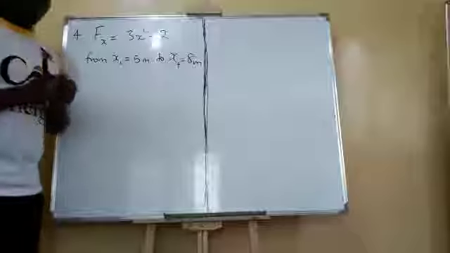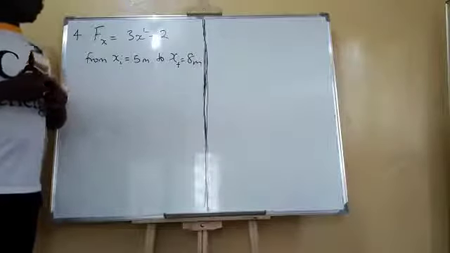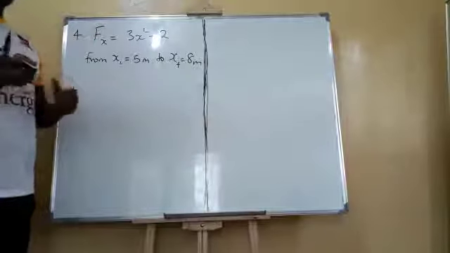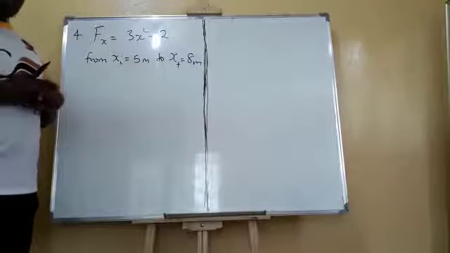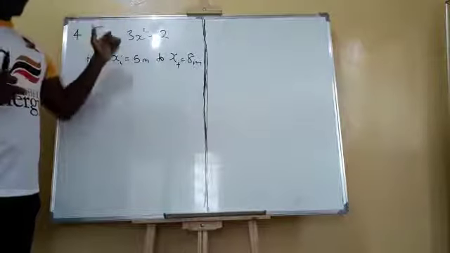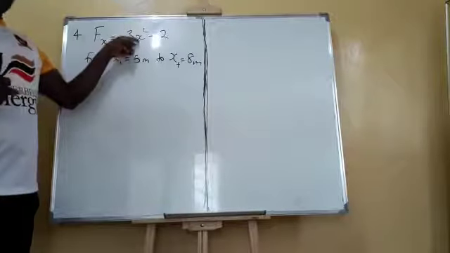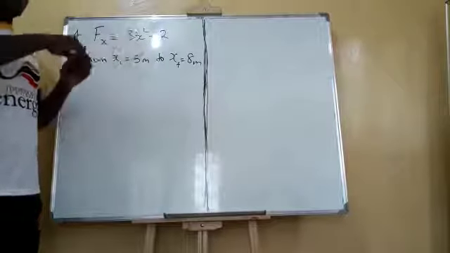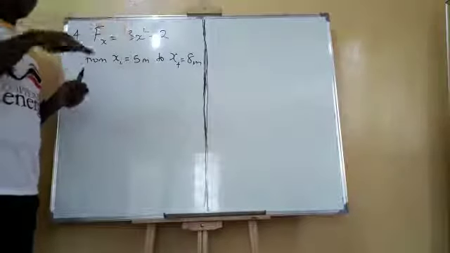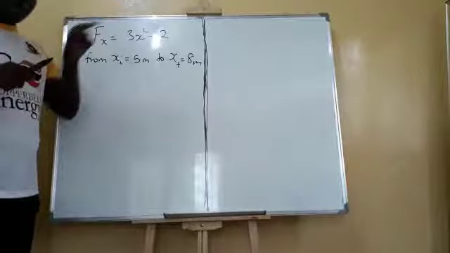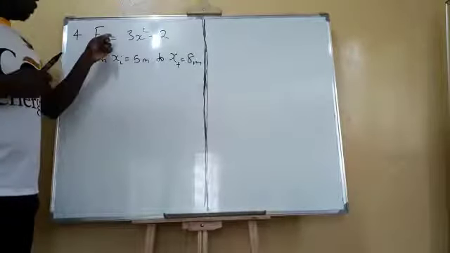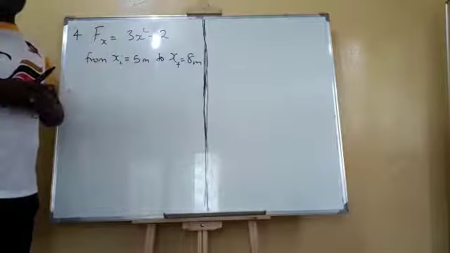We now solve example 4. So we are given a force, which is a varying force. Why do I call it a varying force? Because it depends on the position. So as the particle moves from one point to another point, when a force is applied on that particle, the force keeps on changing in terms of magnitude.